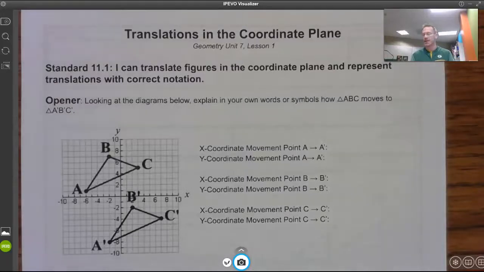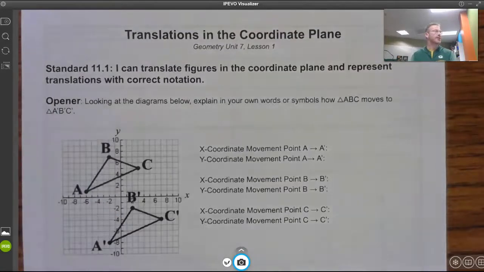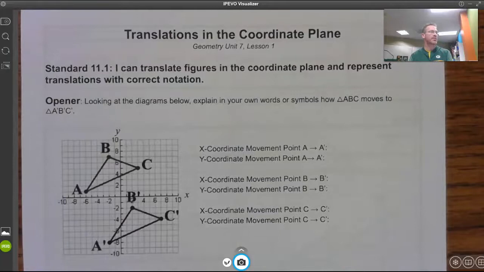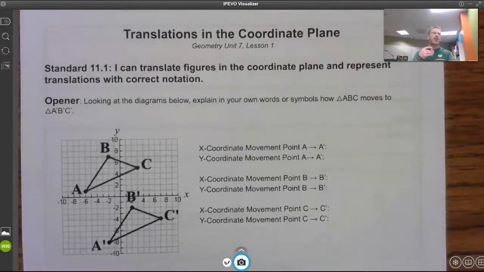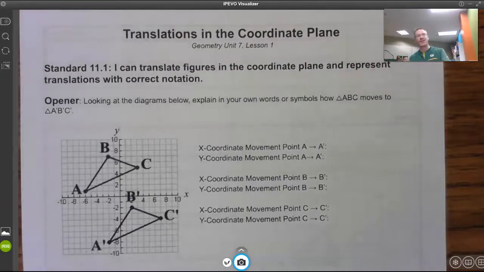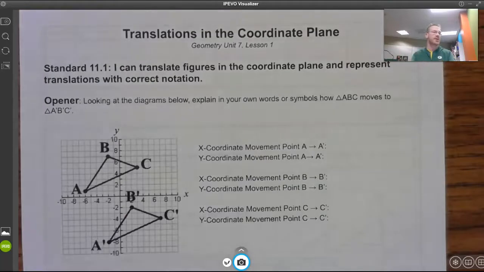All right, and to kick off our semester here, we're going to start our next unit, which is going to work on something called transformations. Our first standard here is standard 11.1: I can translate figures in the coordinate plane and represent translations with correct notation. All of this is really manipulating figures in the coordinate plane, so it's a bit of a continuation from how we wrapped up the semester in our last unit, with our work in the coordinate plane.